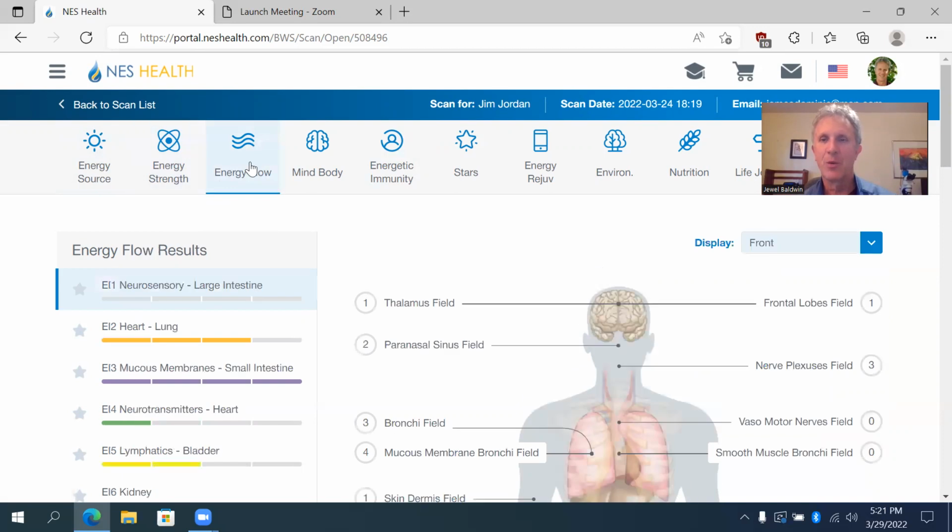And now we get into what's called the energy flow screen, which in the NES system are called energetic integrators. Integrators are very similar to the meridians in Chinese medicine. They're actually energetic pathways, and you can think of them sort of like either a road, or another analogy that works is a train network.